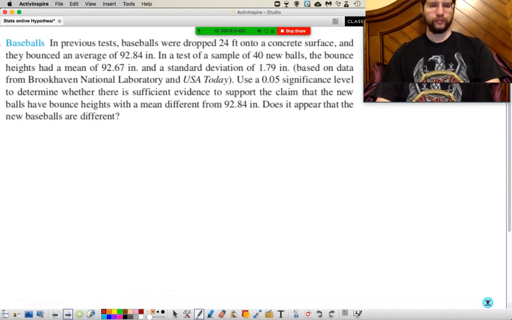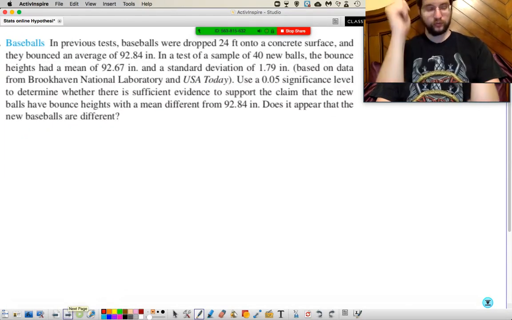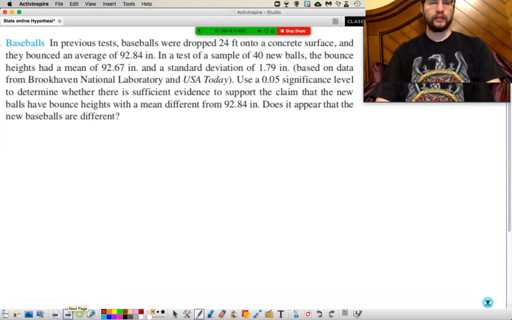Okay. In previous tests, baseballs were dropped 24 feet onto a concrete surface. And they bounced an average of 92.84 inches.